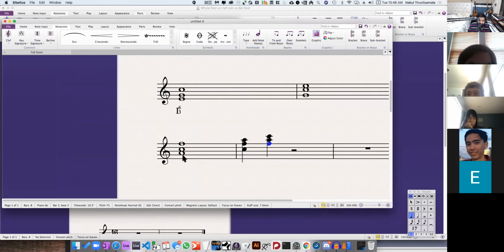Because if I flip this, the top of the fourth is F, right? That means F is the root of this chord. If I flip this again, F is still the top of the fourth, right? So F is still the root of the chord.